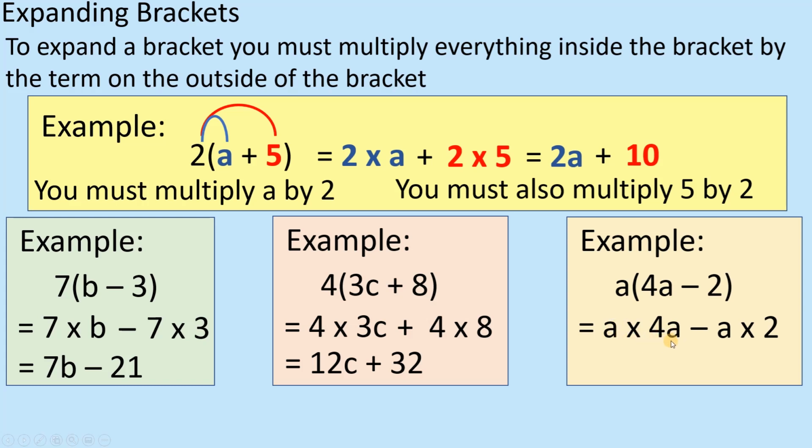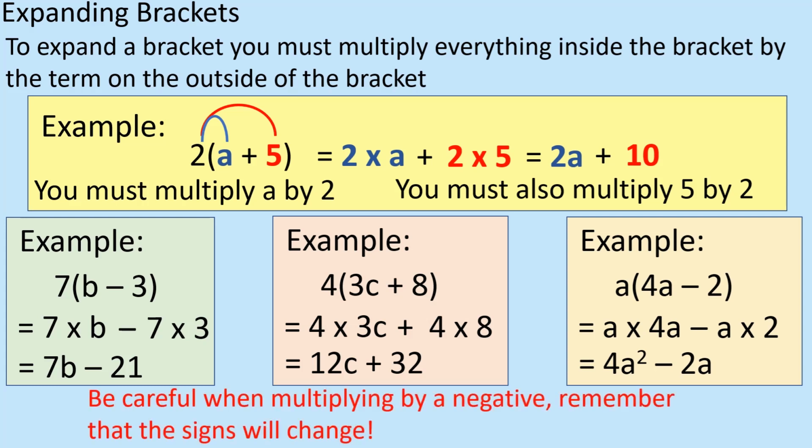So this is an indices kind of one, essentially. If you're not quite sure what I mean when I'm talking about indices, then please look at the lesson on indices. But a times a is a squared. So I'm going to write that one there as 4a squared. And then over here, this is just 2a. So 4a squared minus 2a, and that's it. Can't do anything else with it. This is a squared and this is a, so they are different, so I have to leave them separate, and that's that done. So that's expanding brackets essentially.